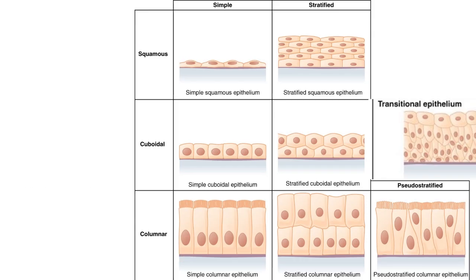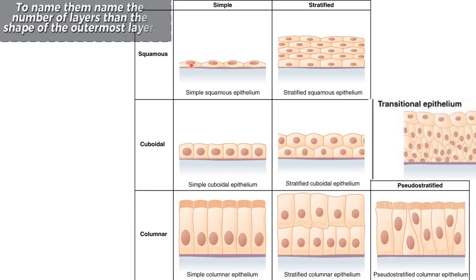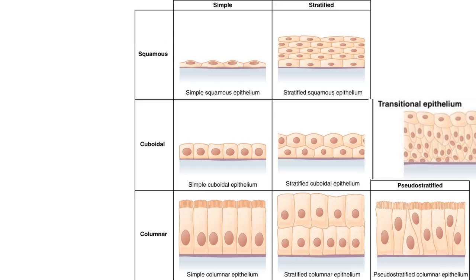So now let's put these together. If I look like a pancake and I only have one layer, that is simple squamous. If I look like a pancake on the outermost layer, but I have more than one layer, that is stratified squamous. All right. If I look like a cube on my outermost layer and only have one layer, that is simple cuboidal. If I look like a cube on my outermost layer, but I have more than one layer, that is stratified cuboidal. And I think you got the idea.